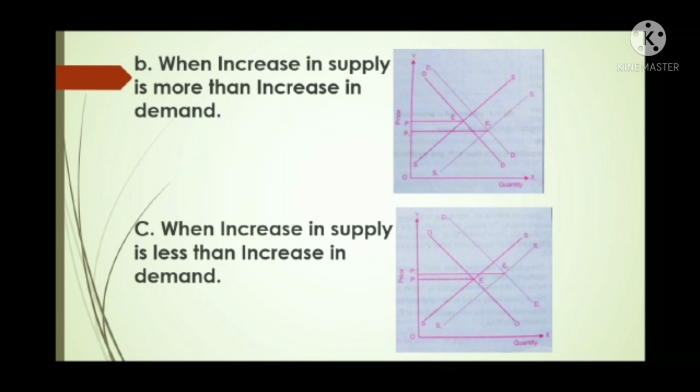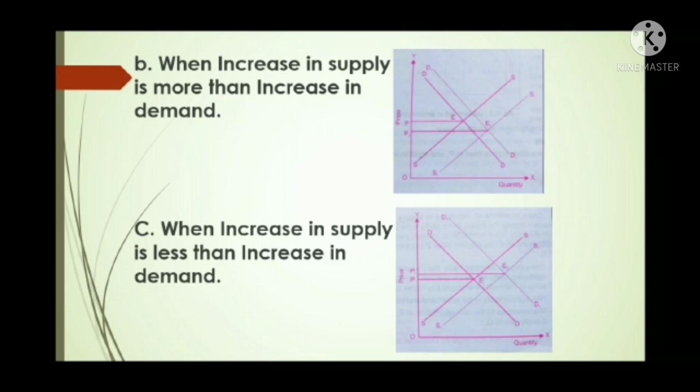Number C. When increase in supply is less than increase in demand. This diagram shows the effect of simultaneous increase in demand and supply. When increase in supply is less than increase in demand, in such a case, equilibrium price and quantity both increase. So in this figure, OP is the original equilibrium price and PE the equilibrium quantity.